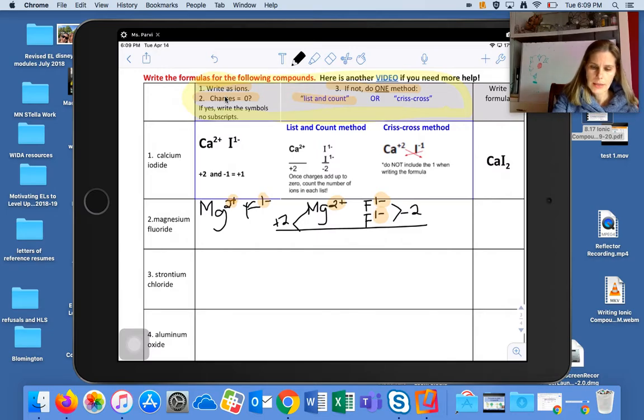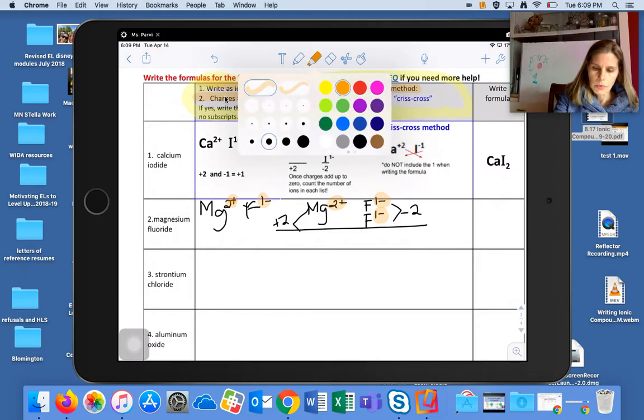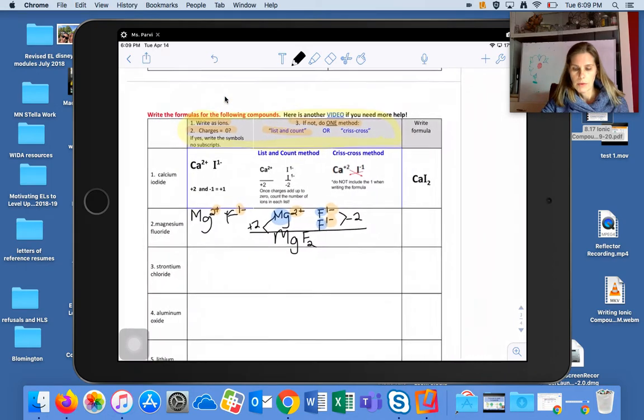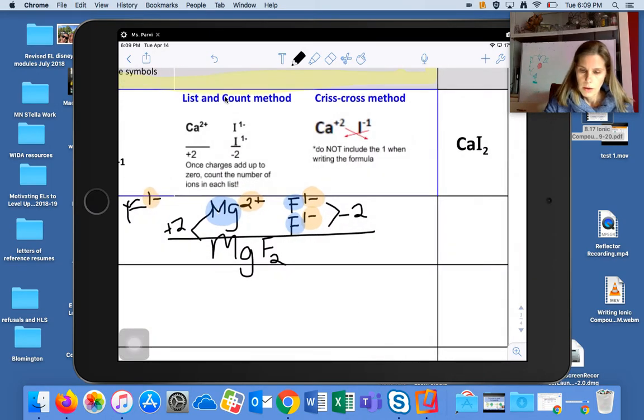How many magnesium ions did we need? I just have 1 written down, so I'm going to write magnesium, but I don't need to write a subscript of 1. That's just assumed. How many fluorides do I have? 1, 2. So I'm going to put my fluoride with a 2. There you have it. That's our formula for our ionic compound. We want to write it neatly over here. MgF2.